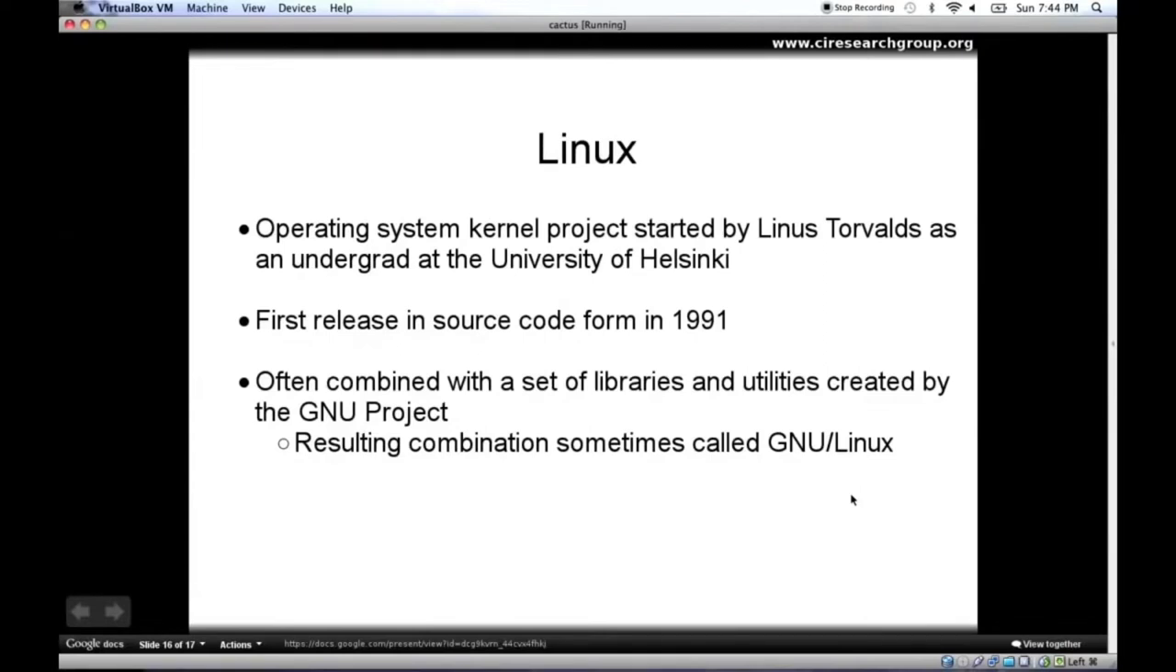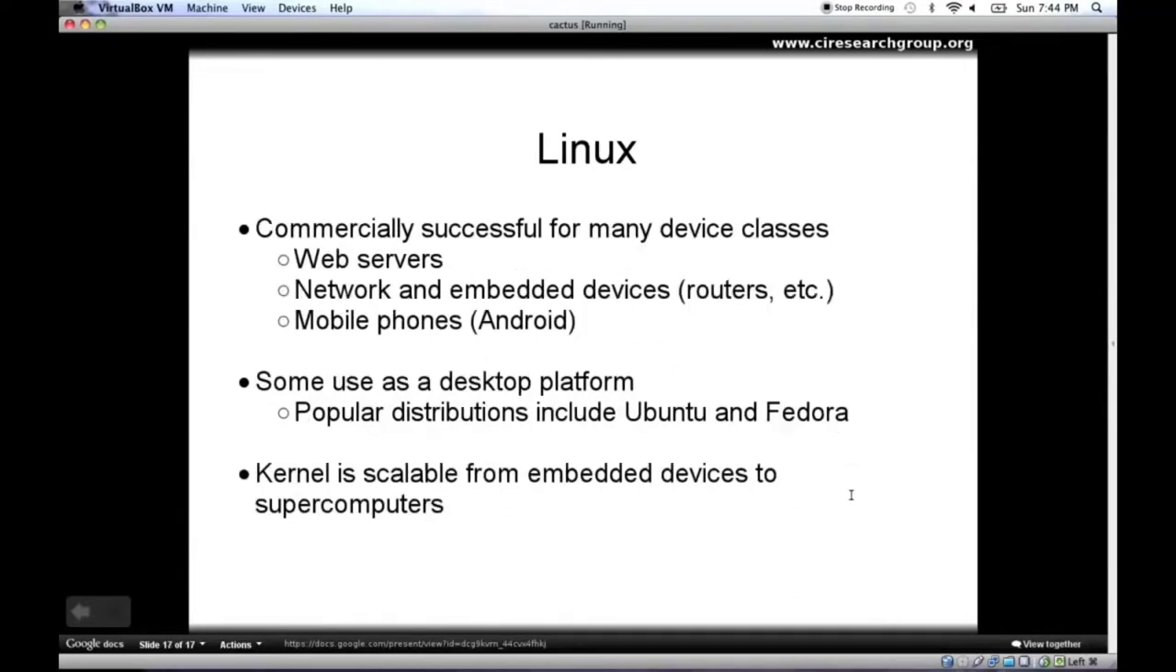Linux, however, was an alternate approach to getting a Unix-like kernel running on a computer system. This was started by Linus Torvalds as an undergrad at the University of Helsinki, released in source code form in 1991, and often combined with a set of user space utilities and libraries created by the GNU project. Thus, the resulting combination is sometimes called GNU/Linux.